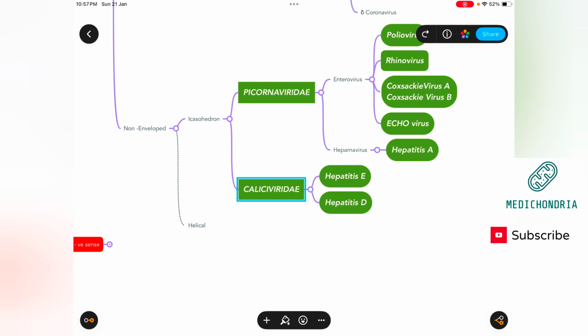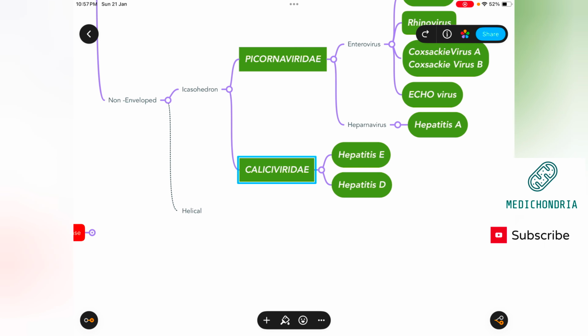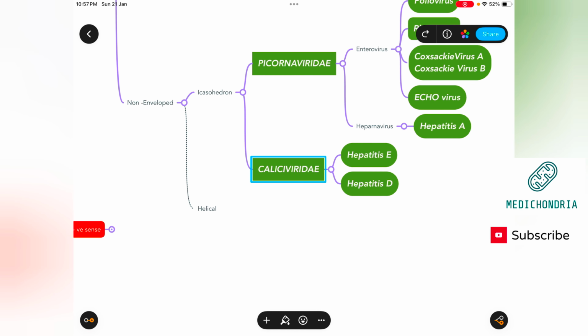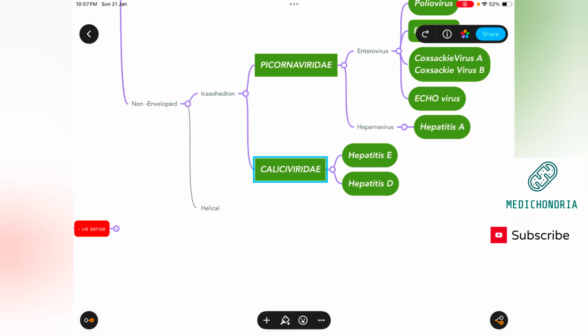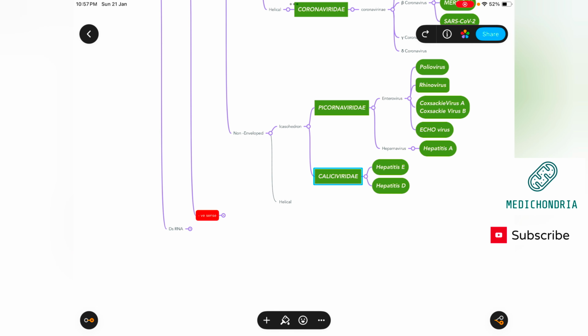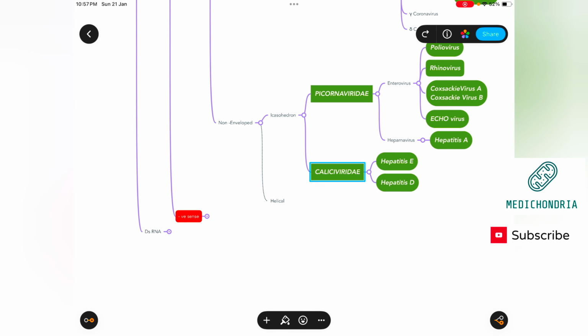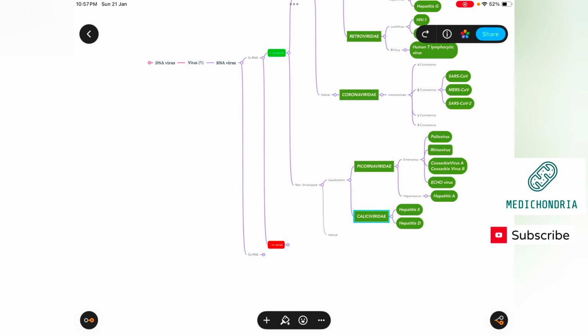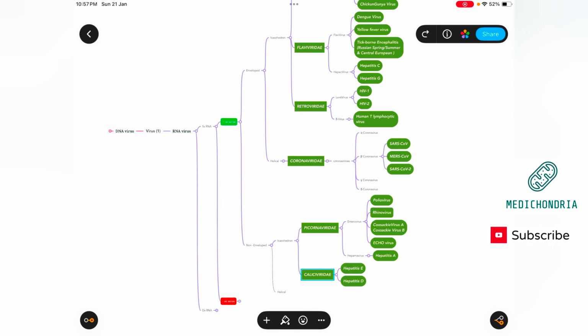So this is hepatitis E and D in Caliciviridae. That's why I said Caliciviridae is the easiest family to learn. And over here it's nothing much important. For E and D, we just have to remember it's not carcinogenic. That's it. Okay, so we are done with the positive sense.